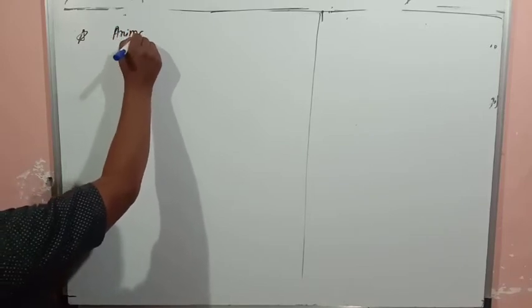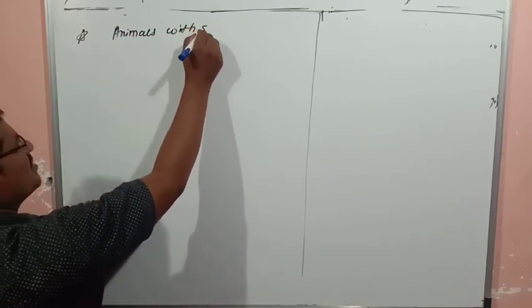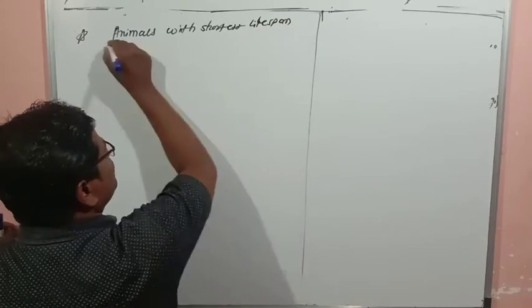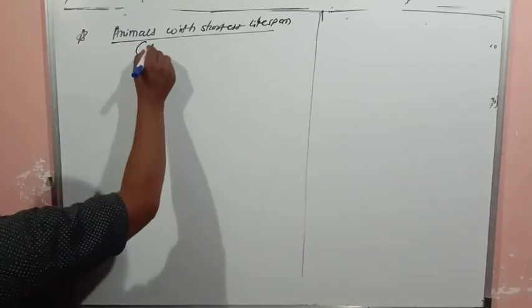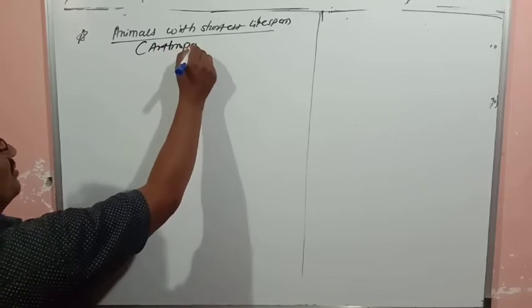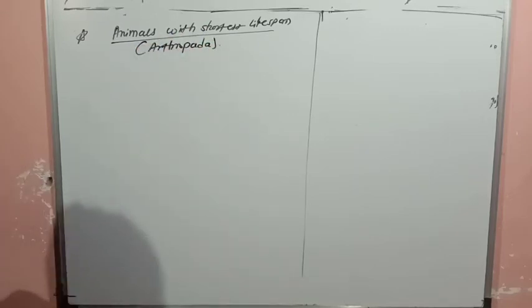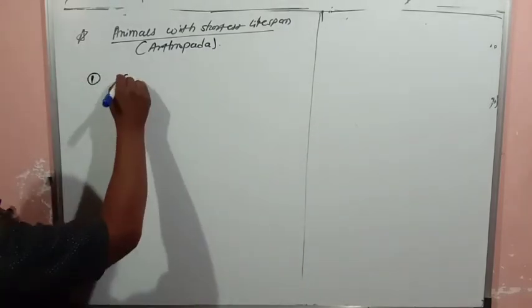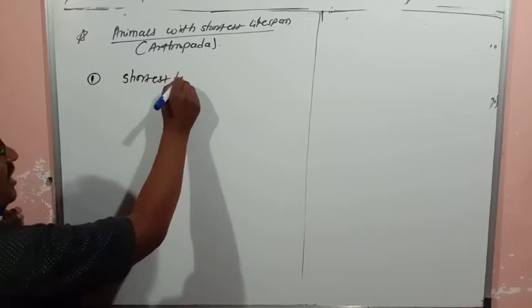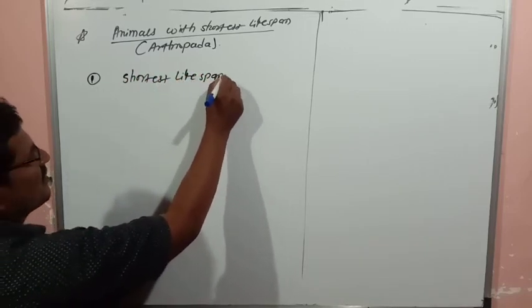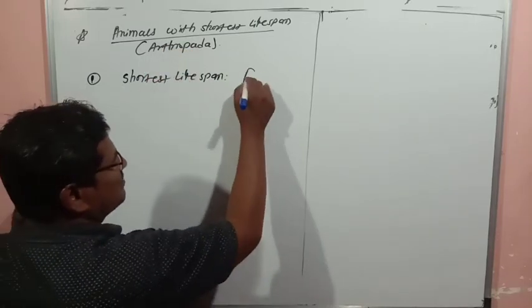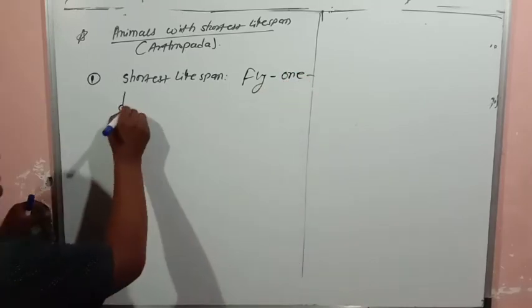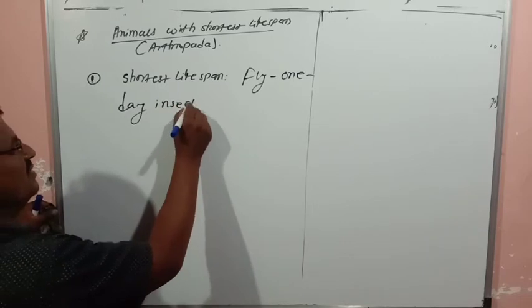Animals with the shortest lifespan, and it is from arthropods only. With these points we are studying from arthropods only. So first thing is the shortest lifespan, and that is flies. Their lifespan is 1 day; you can say it is a one day insect.